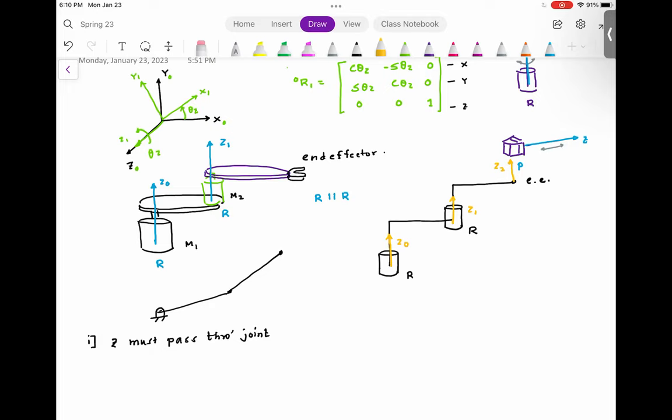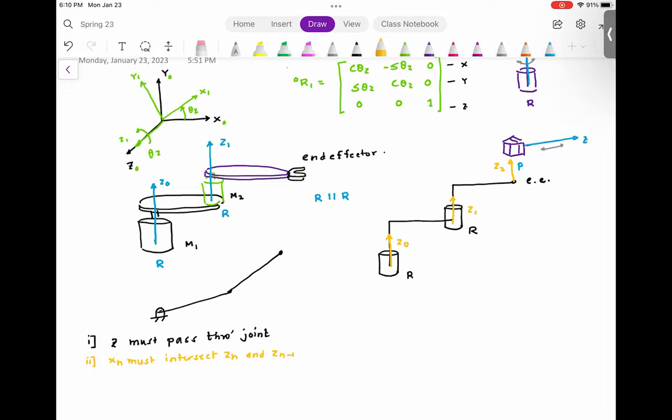Now rule number two: Xn must intersect Zn and Zn minus 1. Now, what is the significance of this rule? Please understand, we are looking at three-dimensional kinematics. In three-dimensional kinematics, we are going to have X, Y, and Z. Whenever we are going to assign X0, X1, and X2, rule number two has to be followed.